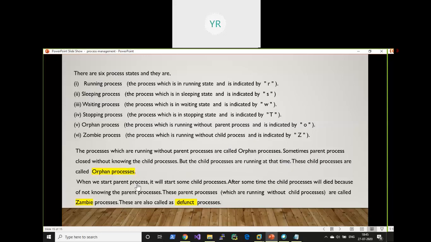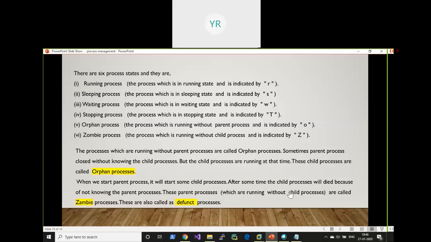Next, what is zombie? Zombie or defunct, both are the same. Zombie, some character in Hollywood. Okay, zombie process. What is meant by zombie process? When we start a parent process, it starts some child process. After some time, if the child process died without the parent knowing, then those parent processes are called zombie processes. That means the parent processes without a running child process.